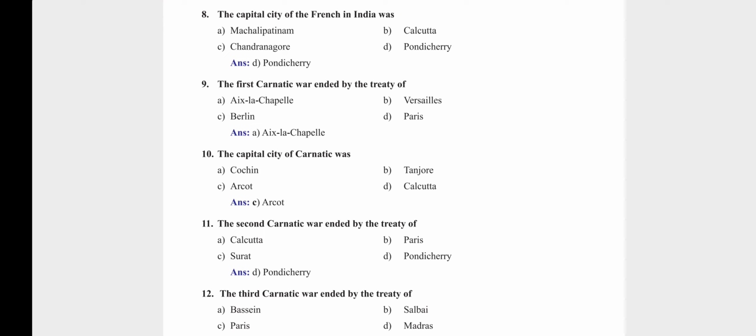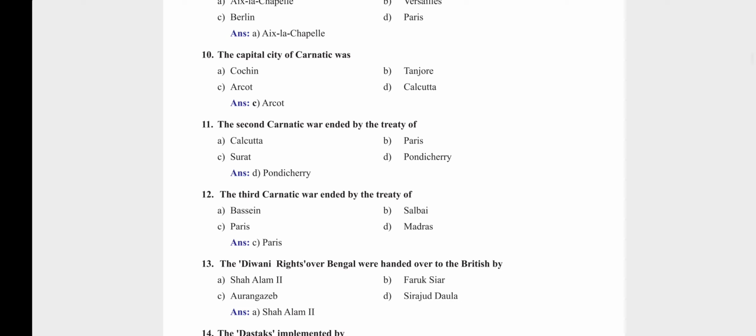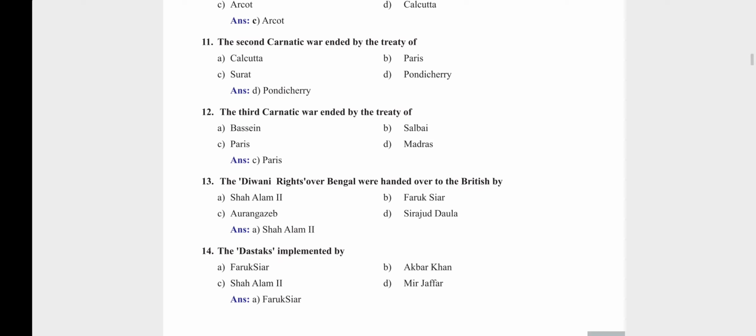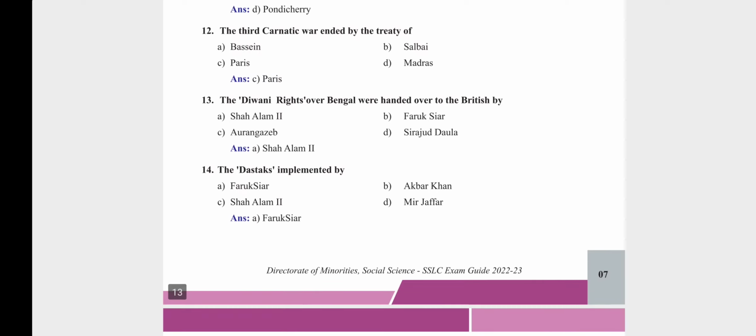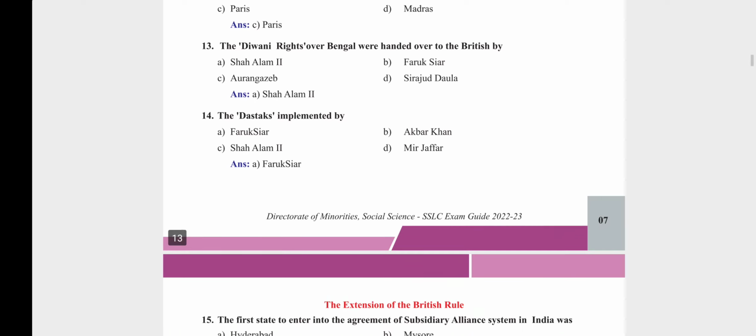The first Carnatic War ended by the Treaty of Aix-la-Chapelle. The capital city of Carnatic was Arcot. The second Carnatic War ended by the Treaty of Pondicherry. The third Carnatic War ended by the Treaty of Paris. The Diwani rights over Bengal were handed over to the British by Shah Alam II. The Dastaks were implemented by Farrukh Siyar.